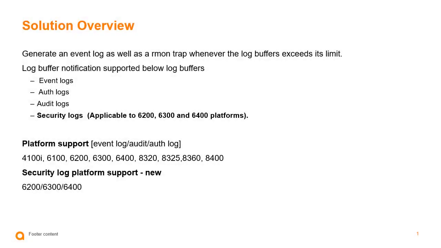So let's have a look at the solution overview, and this is what we have as part of the change. One of the key elements of the change is to generate an event log and the SNMP ARM-on trap whenever the log buffer exceeds a specific limit. The other key element is the rotation of the log buffers, which will be covered in one of the slides.